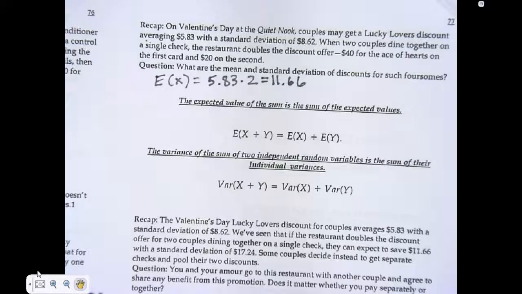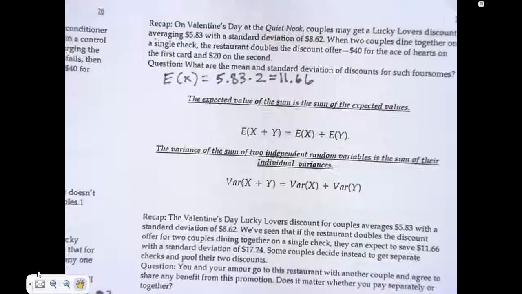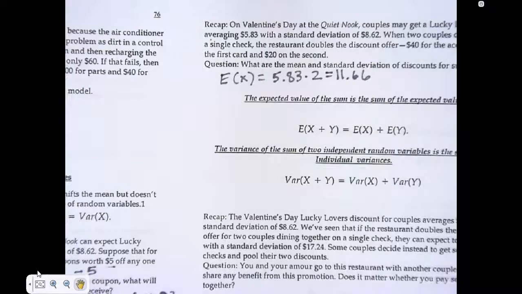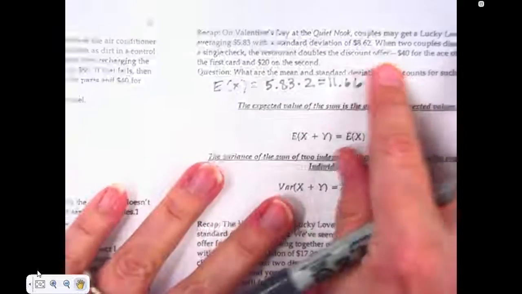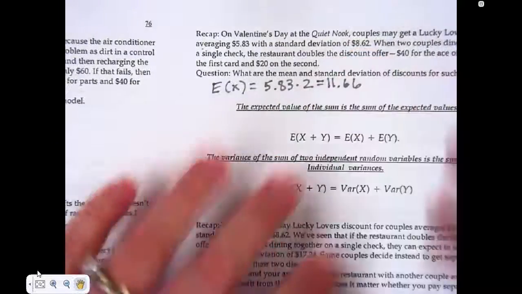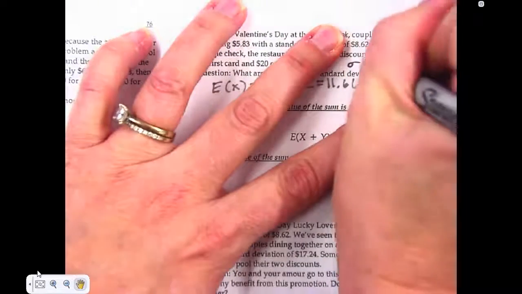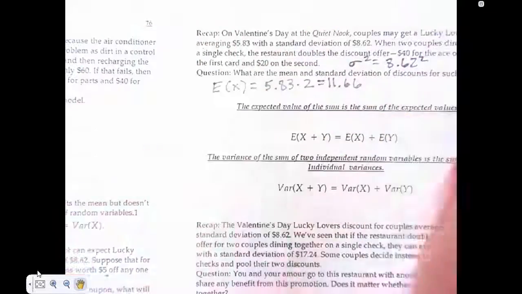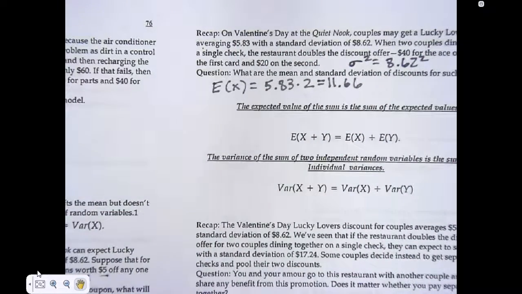Now, what makes my standard deviation a little bit different is, first of all, the multiplying factor is squared. So if you go back to that formula, I'm going to square what I'm multiplying by and then multiply by the variance. So the first thing I need to do is figure out what my variance is. If my standard deviation is 8.62, my variance is going to be 8.62 squared. That's going to be 74.30.